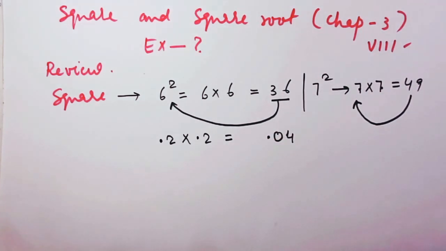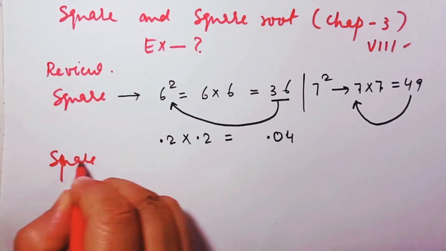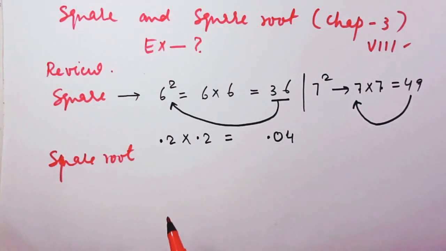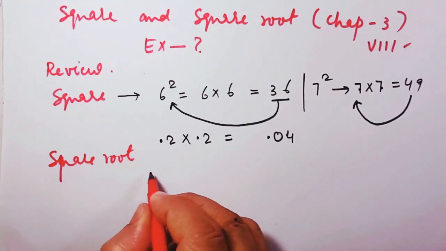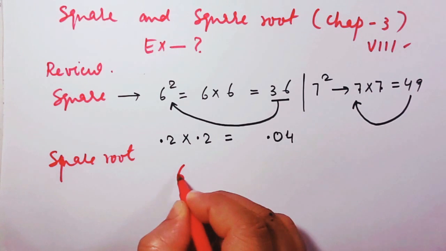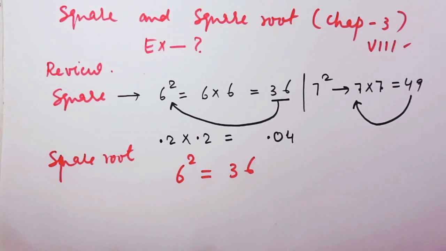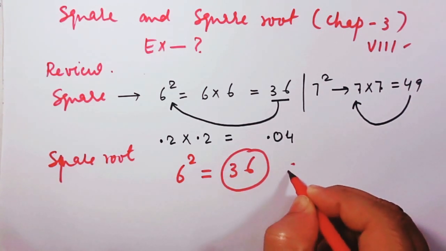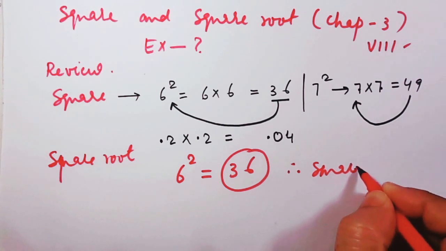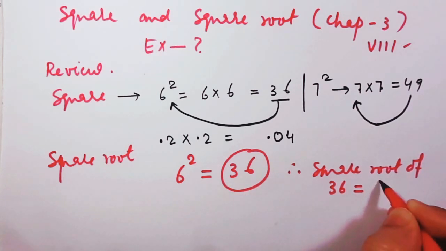Come on. Now let us concentrate on square root. Square root of a given number 36. 6 square was written as 36. Therefore, the square root of 36 will be equal to 6.